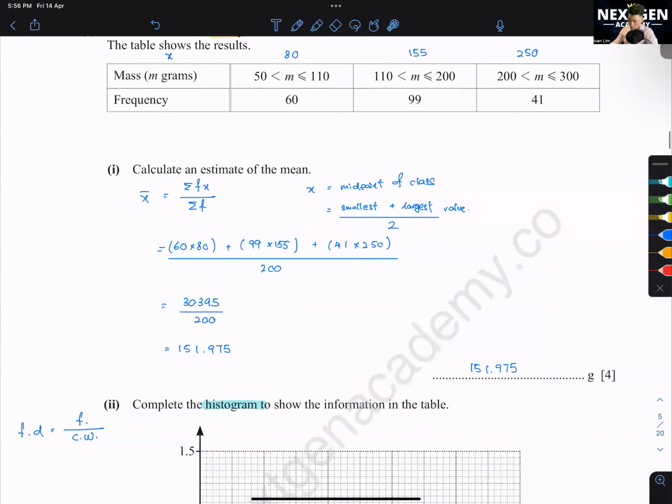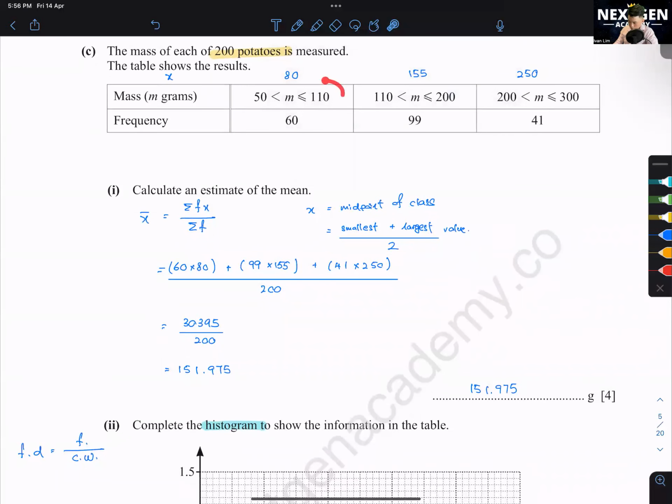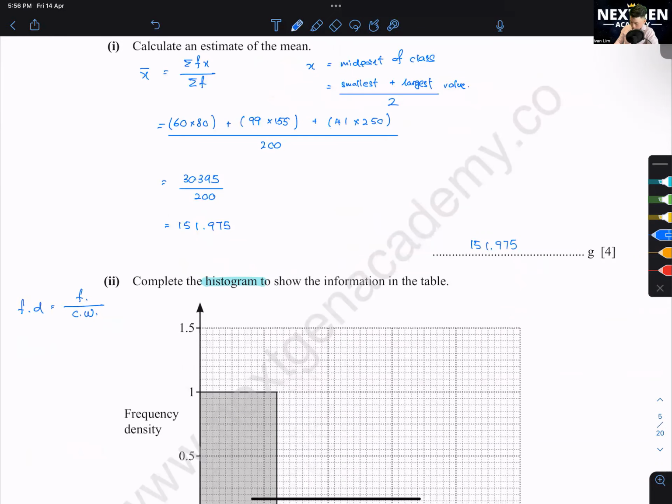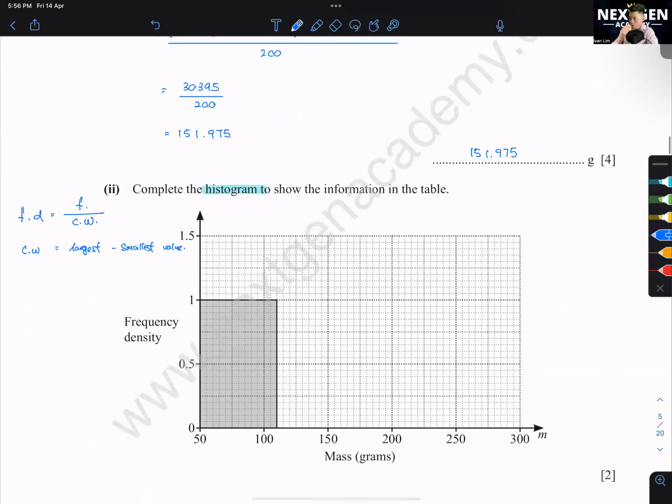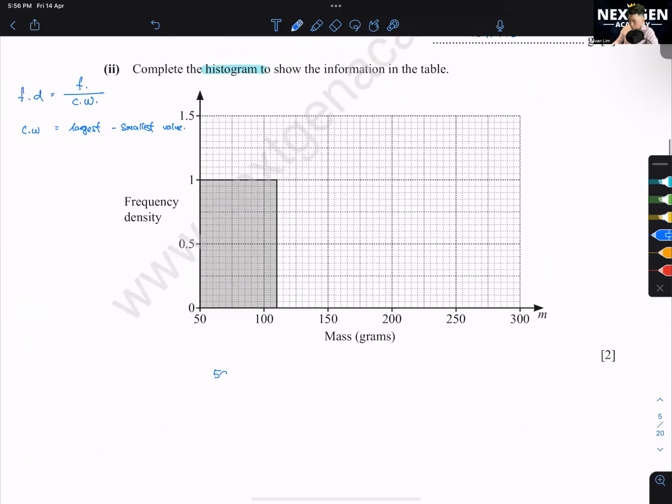Frequency we already have, right? How to find class width? We take the biggest minus the smallest value. Biggest minus smallest, biggest minus smallest. So just remember, CW is class width, largest minus smallest value. So for this, I just show the working here. For 50 to 100, 110 to 200, 200 to 300. FD equals F over CW.